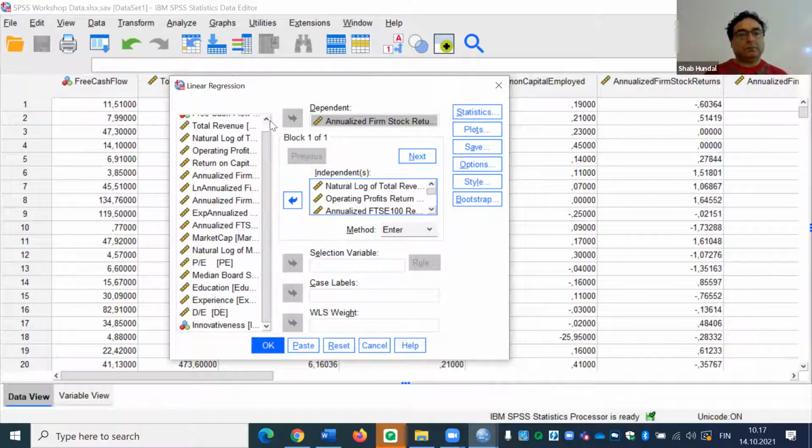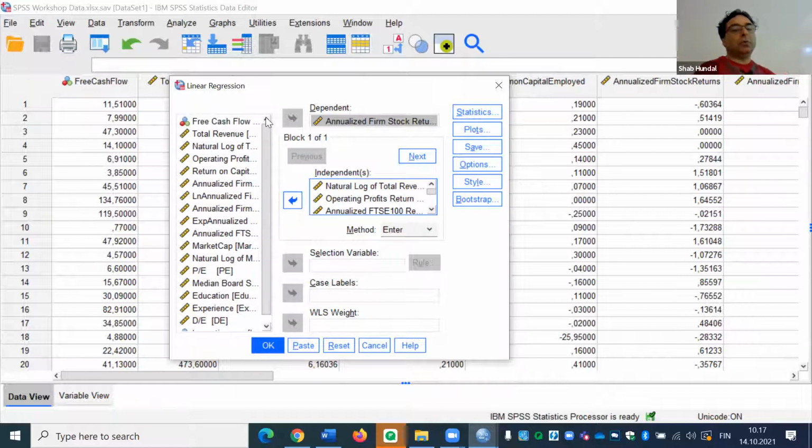Question: why didn't I include free cash flow? Why didn't I include total revenue? Why didn't I include market capitalization? Market cap means the market value of the company. I chose not to include that. The reason is that if I include the absolute values as such, then I'm adding, by choice, a problem of size effect. Then obviously, with bigger firms, my result would be biased in favor of bigger companies.